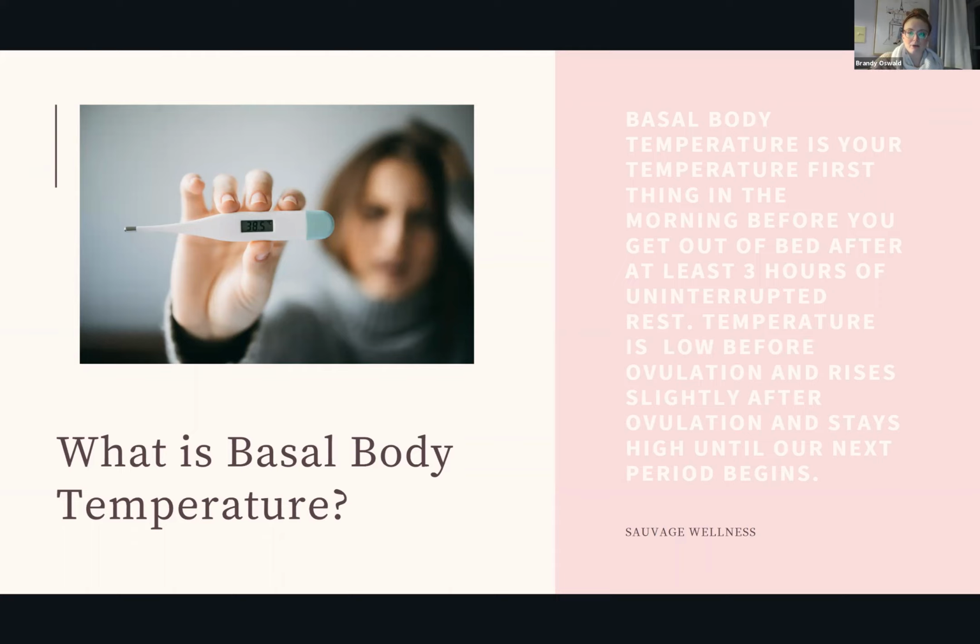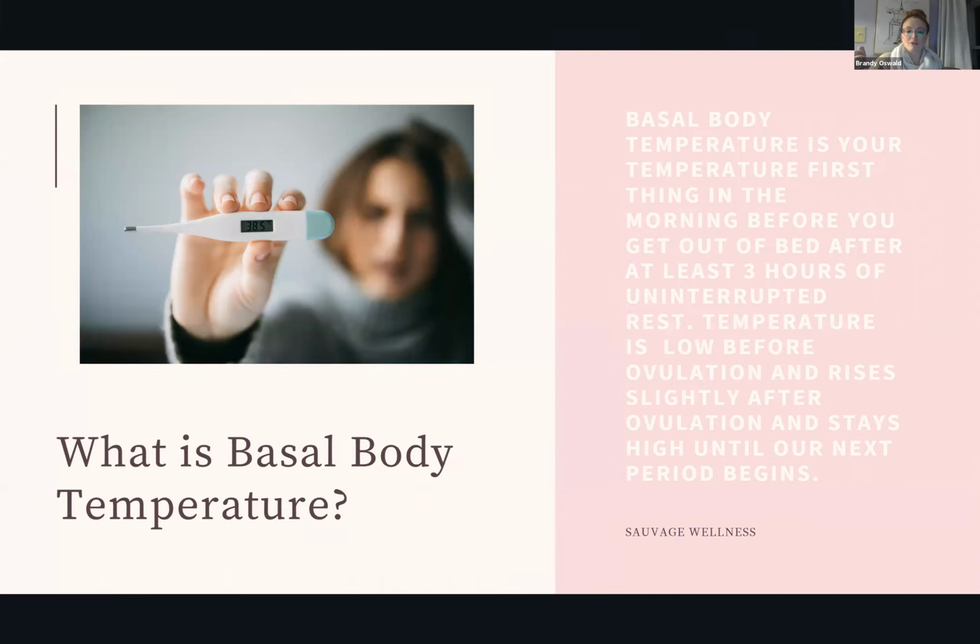Your basal body temperature is your temperature first thing in the morning before getting out of bed, after at least 3 hours of uninterrupted rest. That's just a big fancy way of saying take your temperature before you get out of bed and start your day, because getting up and moving interrupts our temperature, it will start to increase it. So we want to get it at that baseline. Temperature is low before we ovulate, and it rises slightly after ovulation and will stay high until our next period begins.